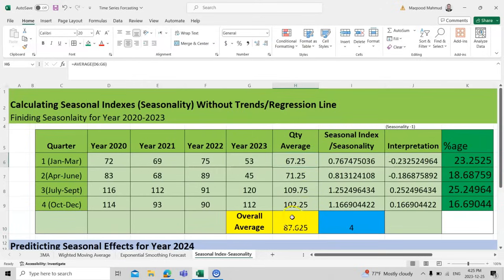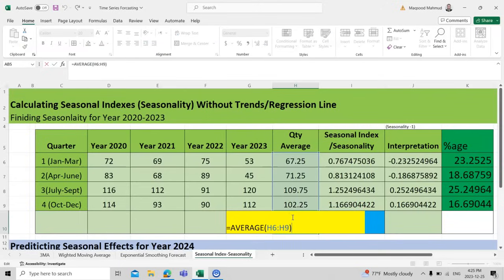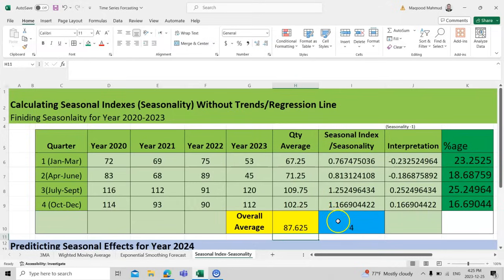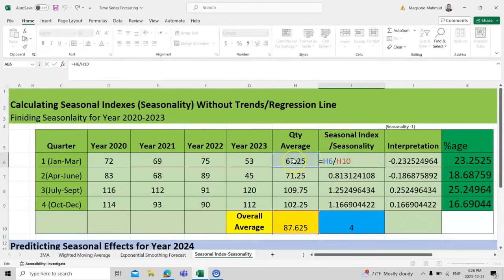Now we need the overall average. The overall average is easy: add all four values and divide by 4. In Excel you can use a formula. Now the question is how to find the seasonality, or in short the seasonal index. We can easily find these indices by taking the average value for each quarter across all 4 years divided by the overall average. It is a very simple formula, or you can use a calculator. Then you apply it to all the quarters, and that's the value.